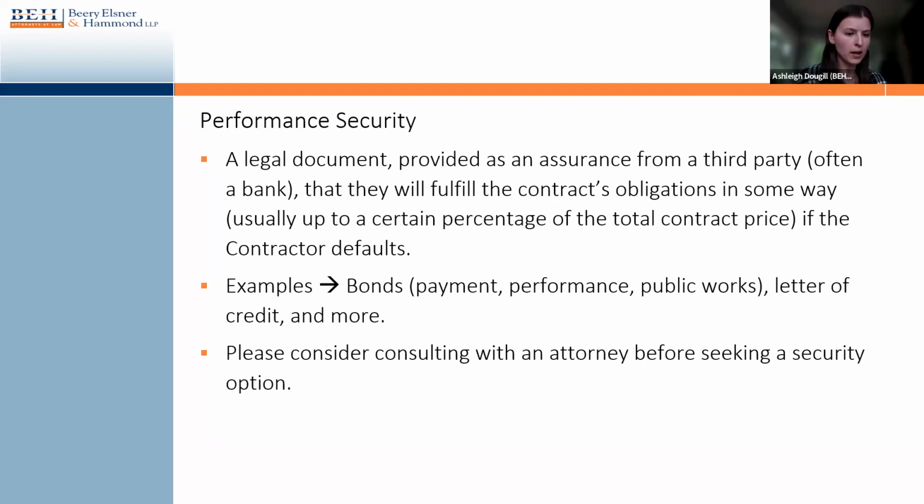Some of the most common are bonds. Again, you see this in the public improvement context, but payment bonds, performance bonds, public works bonds, those are all very common there. But there are many other types of performance securities, including letters of credit and more. If you're requested to use a performance security type in connection with your contract, or if somebody is pushing back on the terms of performance security that you already requested, please consider consulting with an attorney before you proceed with that.